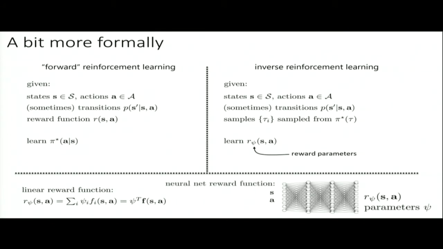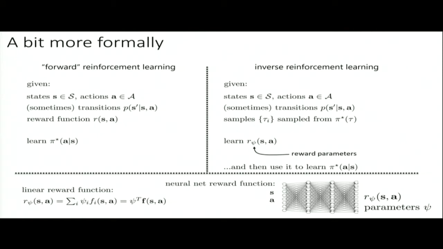You can also devise deep inverse reinforcement learning algorithms where the reward function is a nonlinear function of the states and actions, in which case psi will be the parameters or the weights of that neural net. I'll talk first a bit about linear reward functions, and then towards the end of the lecture I'll also discuss how we can do nonlinear neural network reward functions. And of course, once you learn it, you use it to then learn the optimal policy. There's a question back there?